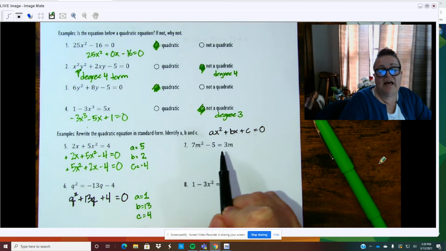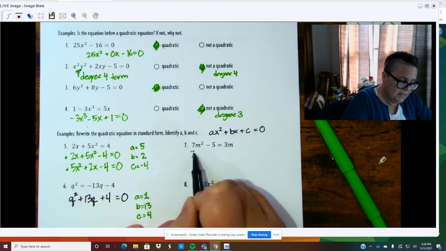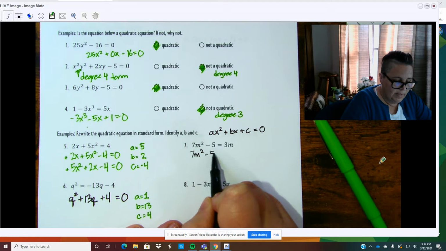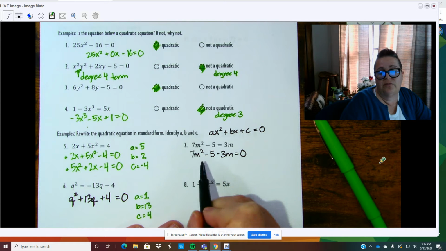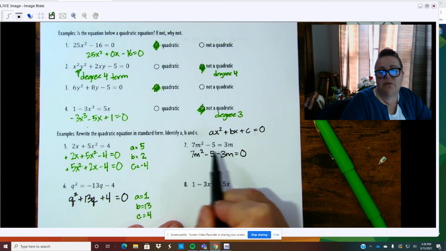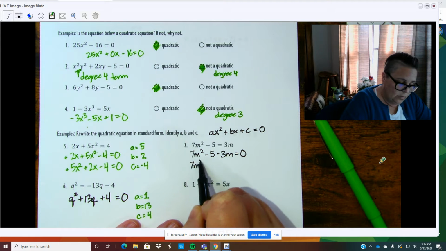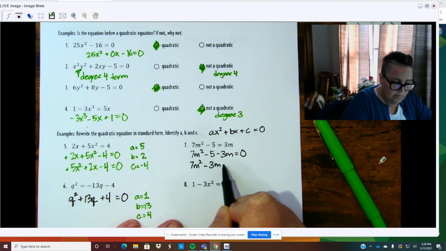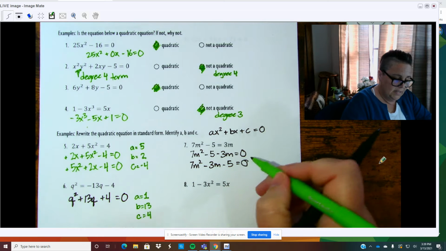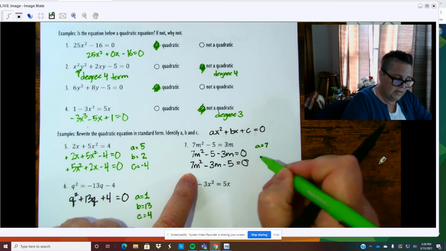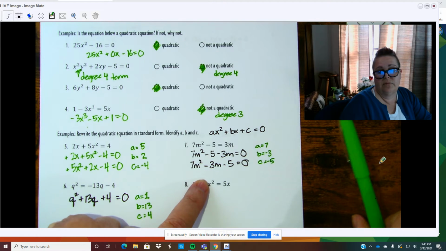7m squared minus 5 is equal to 3m. I'm going to move that 3m over by subtracting it. So I'd have 7m squared minus 5 minus 3m is equal to 0. In terms of order, the minus 5 and the minus 3m need to be switched. So I'm going to reorder this to 7m squared minus 3m minus 5 equals 0. Then from here, I can tell that a is equal to 7, b is negative 3, and c is negative 5.